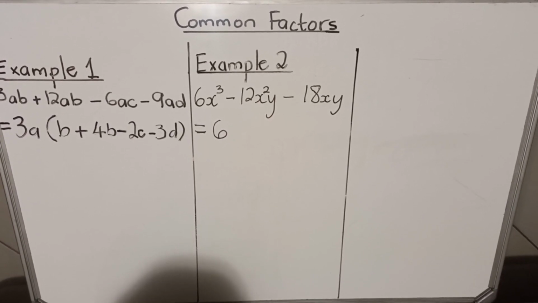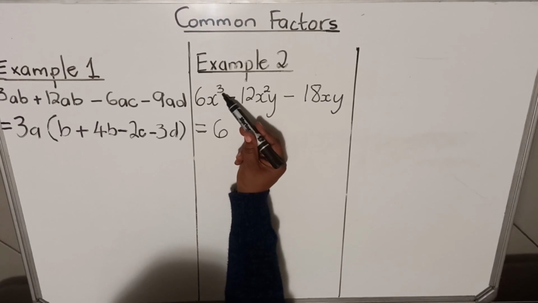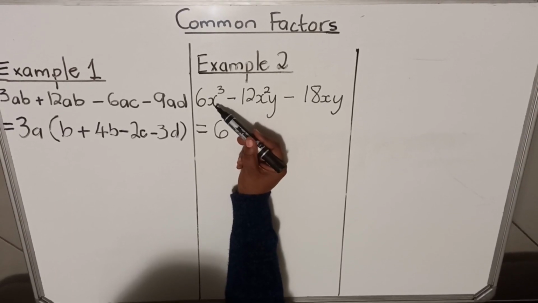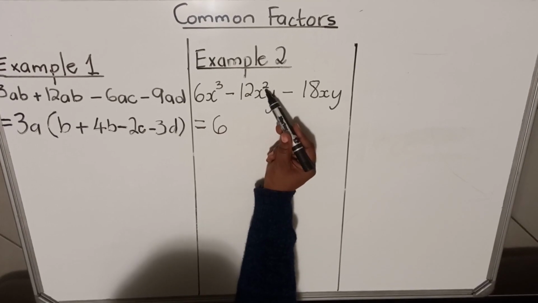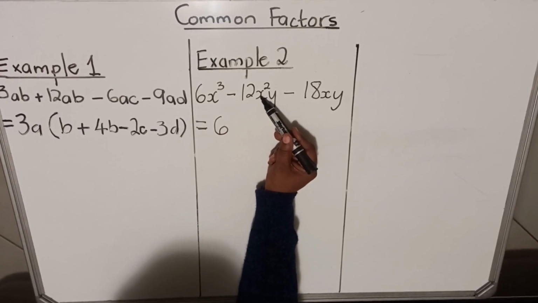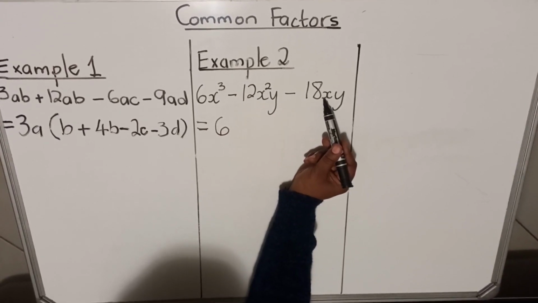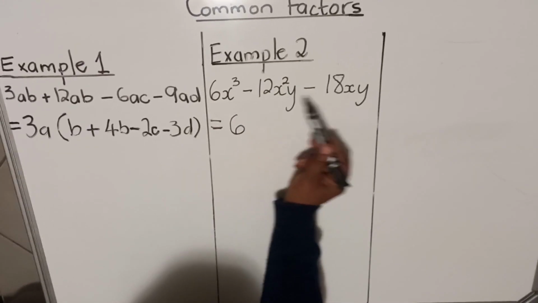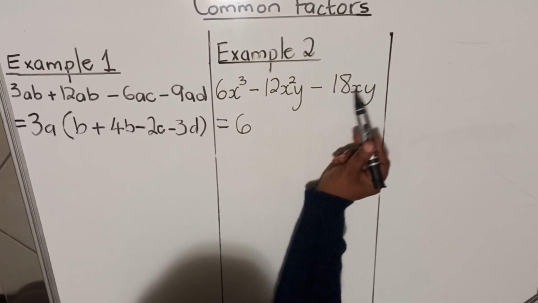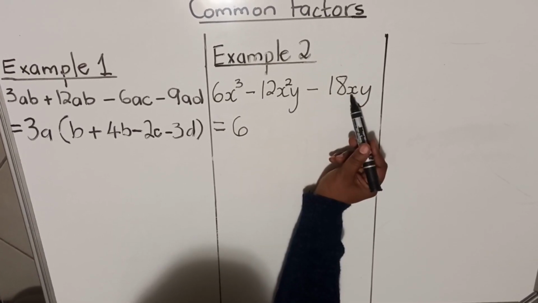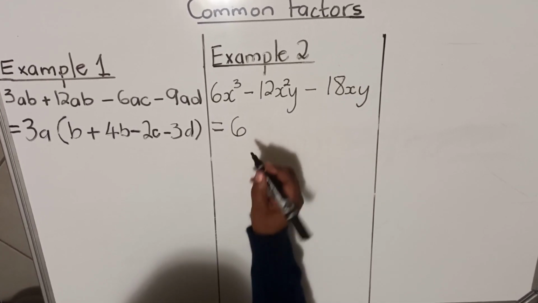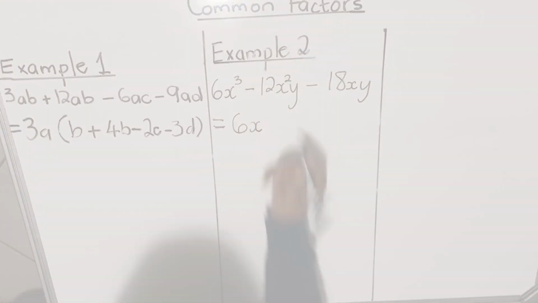So we're going to look at the variables. I have x cubed here. What does it mean? I have x times x times x. This one, I have x squared. I have x times x. This one is 1x. So what is a common factor in all 3 terms? It's 1x. Because here I have 3 of them. Here I have 2 of them. But in the last term, it's only 1. So my common factor will be x.